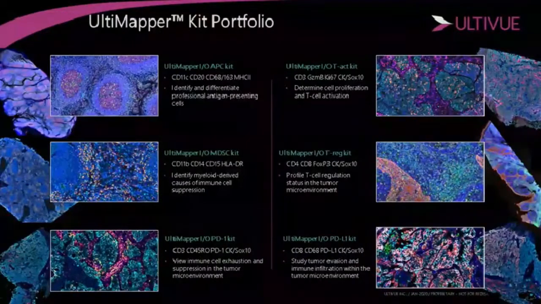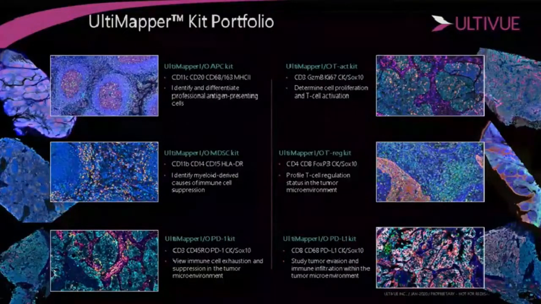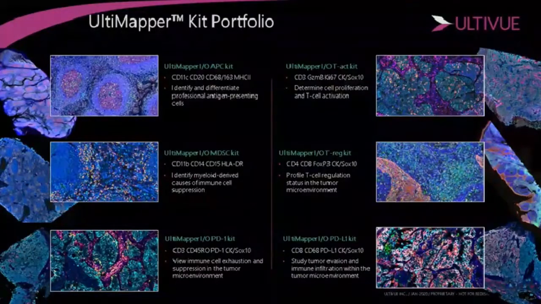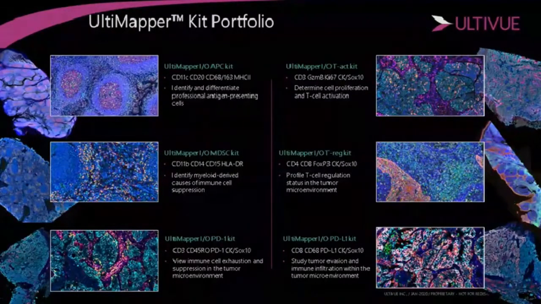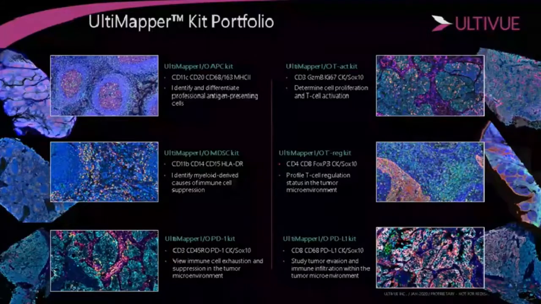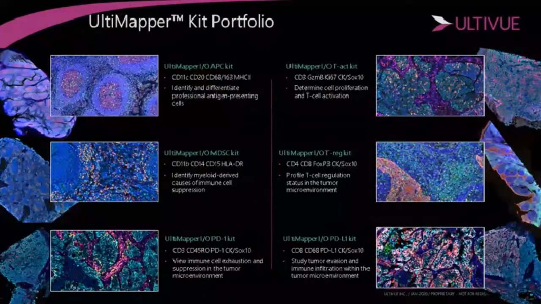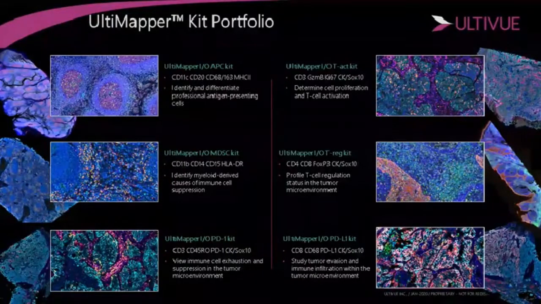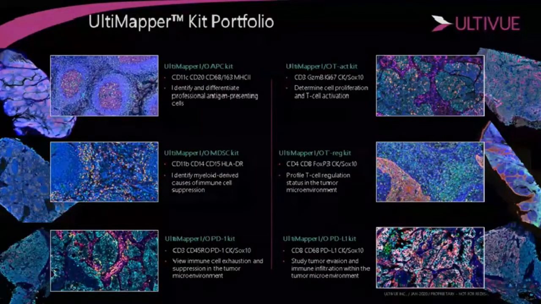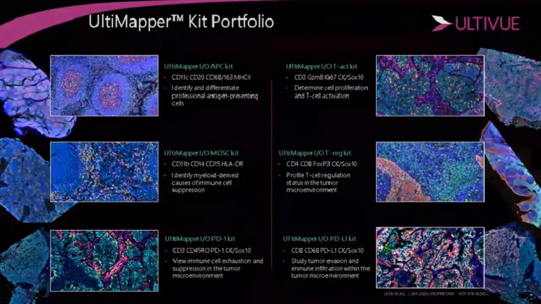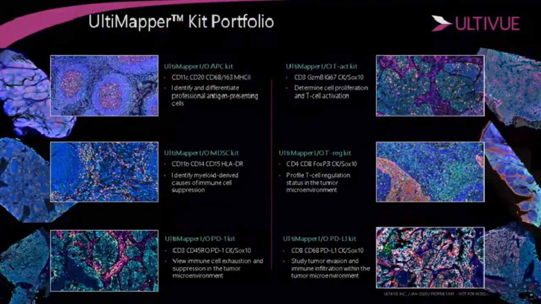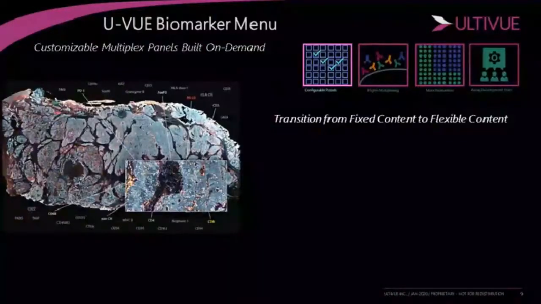Here you see the 6 kits that we currently have available, which include the T-ACT and APC kits to look at T-cell activation and the professional antigen presenting cells that guide their activation, but also the MDSC kit and T-REG kit to look at immune suppression in the tumor microenvironment, and the PD-1 and PD-L1 kits to study T-cell exhaustion and tumor evasion.